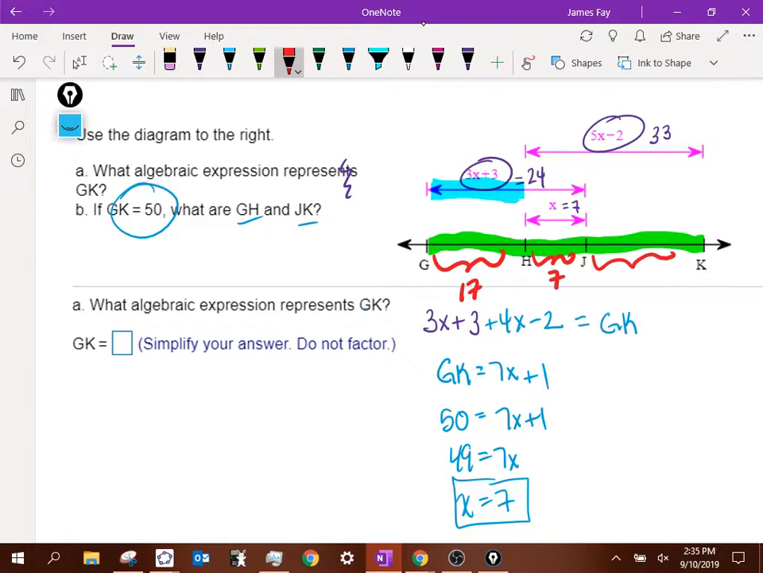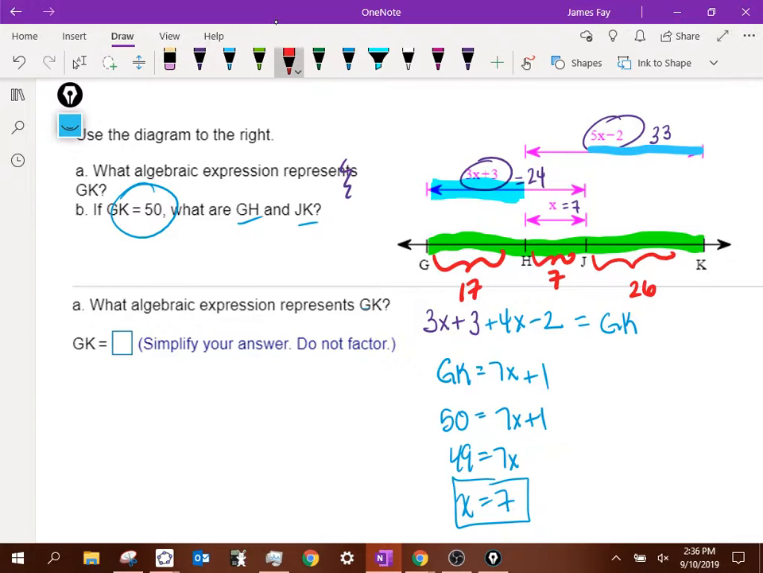Okay, now we can do one of two things, and I'm going to use this approach here, where if I want to find J to K, that distance there, it's, again, 7 units short of 33. What's 7 units short of 33? 33 minus 7 would be 26, isn't it? Now, the reason I want to go that approach is because I never focused on the number 50, right? If I take 17 plus 7 plus 26, does that give me 50? Which they said was the length of G to K.